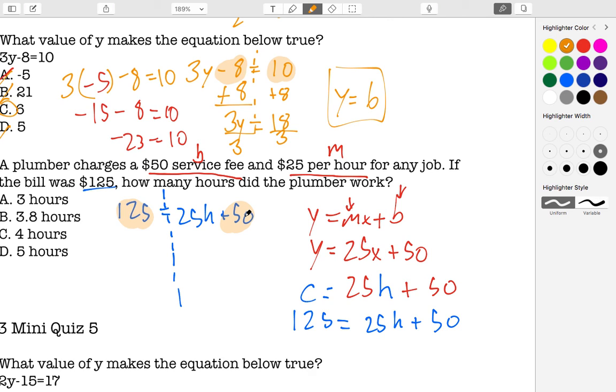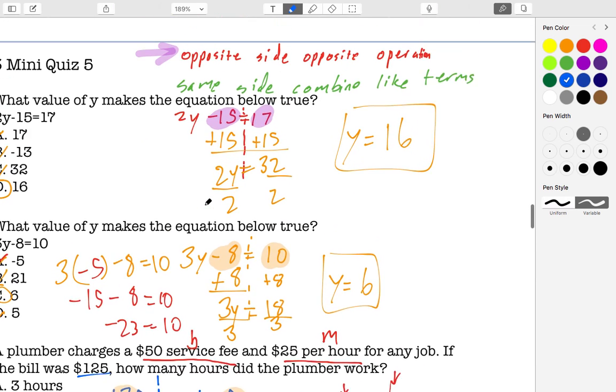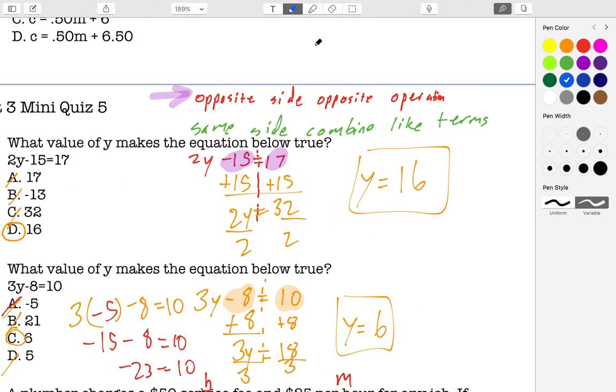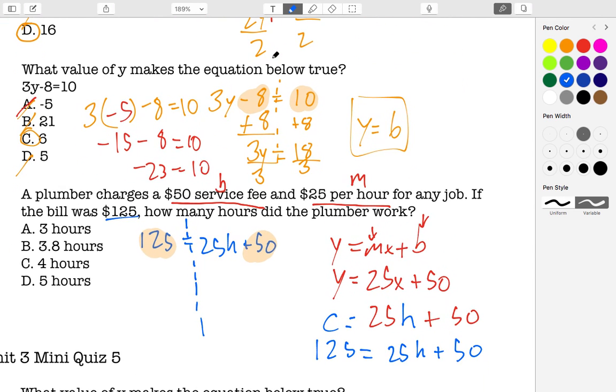Nathan, same side or opposite? Which one? 125 and 50 are on opposite sides. So since it's opposite side, it is what? What did the note say? Nathan. Opposite operation. Layla, what does that mean? Inverse operation. So what would you want to move, the 125 or the 50?